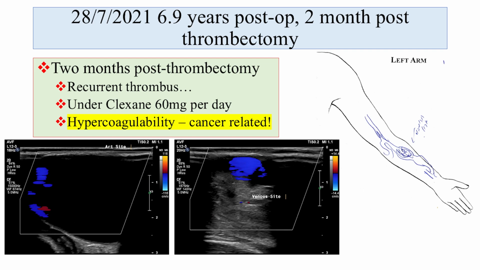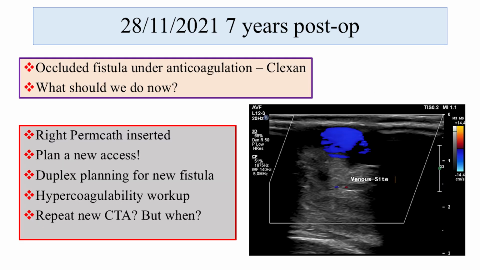2 months post-thrombectomy, recurrent massive thrombus occurred under Clexane 60 mg per day. Hypercoagulability, cancer-related, is probably the reason for the recurrence. 7 years post-operative, the fistula occluded despite daily anticoagulation with enoxaparin. Then, a right permcath was inserted.